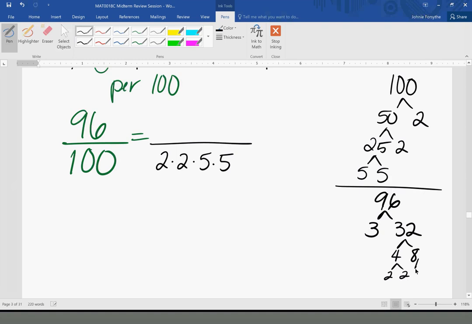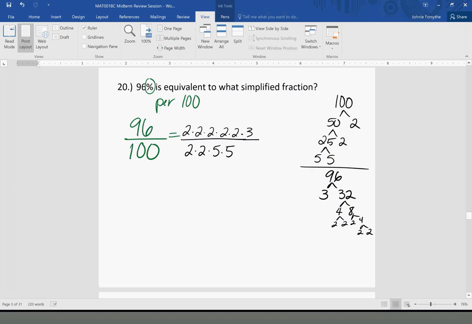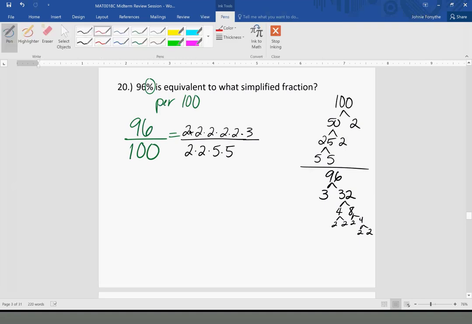4 can be broken down to 2 times 2. 8 would be 2 times 4, and then 4 is 2 times 2. So 96 can be written as 2 times 2 times 2 times 2 times 2. 1, 2, 3, 4, 5. 1, 2, 3, 4, 5 times 3. That equals 96. Okay, so now let's cross out common factors. So these 2's cancel, these 2's cancel, nothing else cancels out. So at the top I have 2 times 2 times 2 times 3 over 5 times 5.